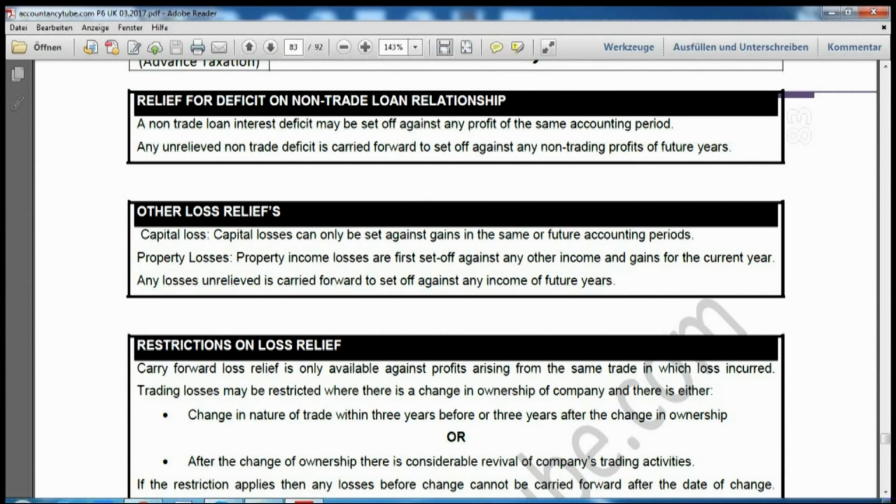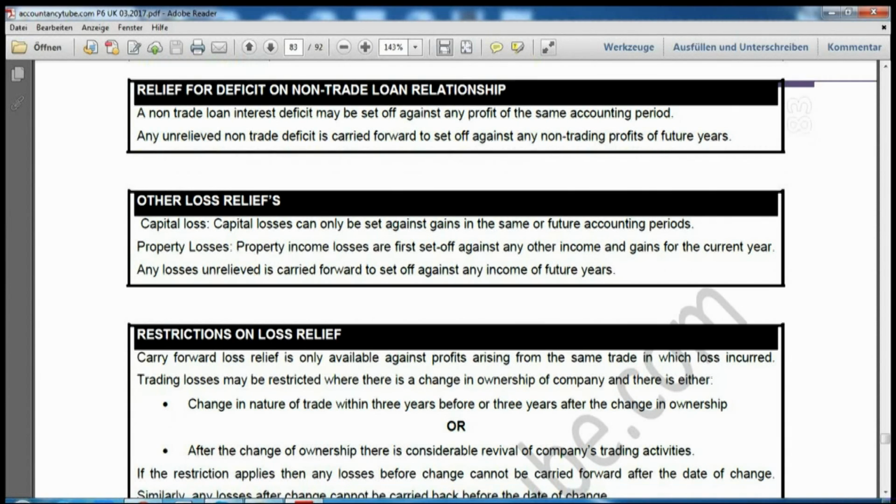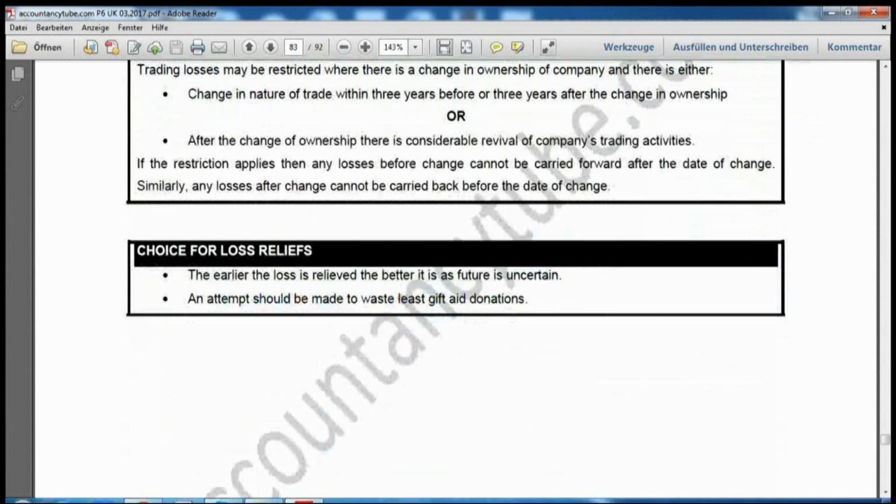Now, if we talk about it from the planning perspective, what we have to consider is that the earlier the loss is relieved, the better, because the future is uncertain. We do not know what would happen in the future. It's always better to relieve the loss earlier. And an attempt should be made to waste least gift aid donations, just like a personal allowance in income tax. If you remember, we will always try to waste least personal allowance. So in corporation tax, we will try to waste least gift aid donations.